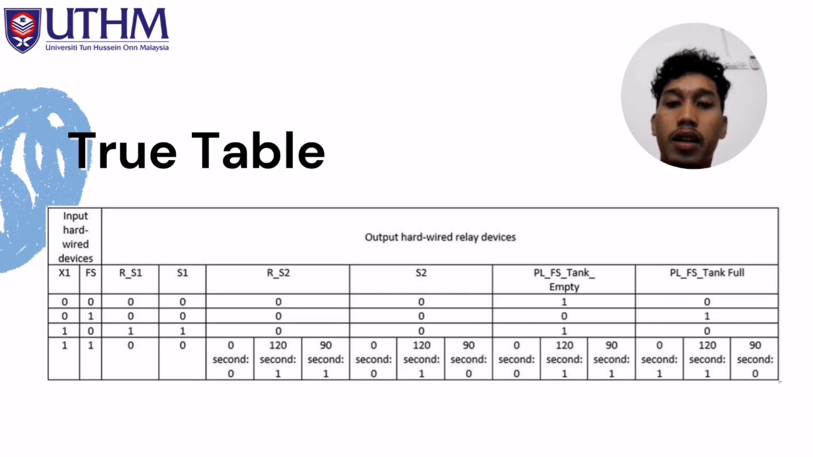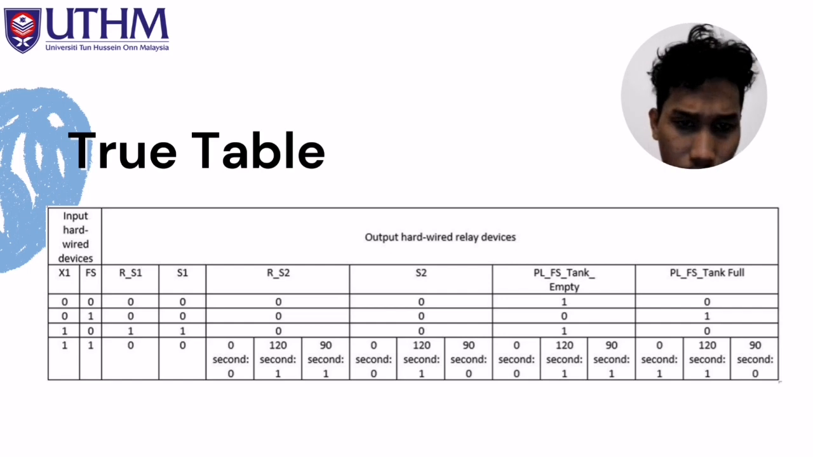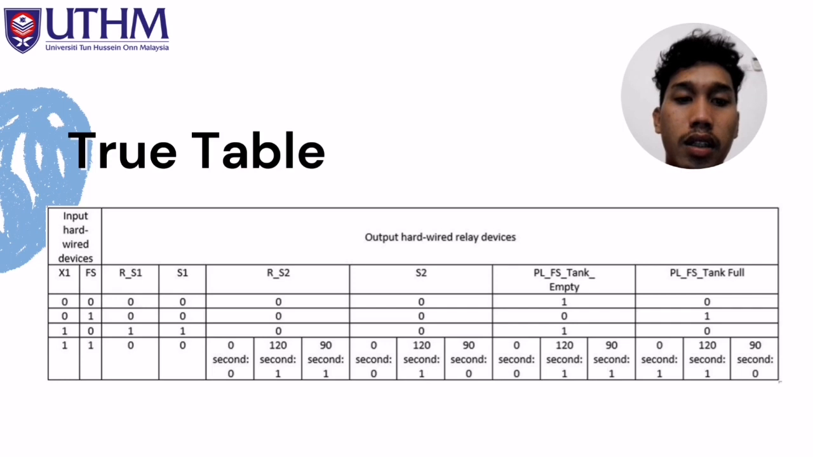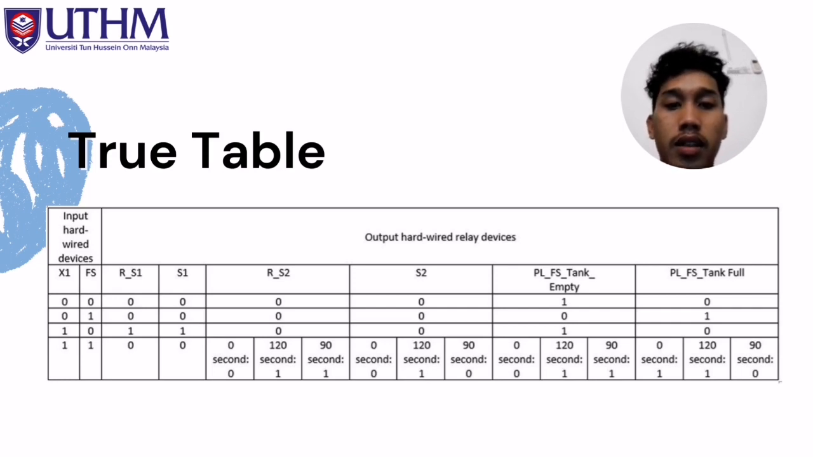It is in the 0 condition at 0 seconds, and at 20 seconds and 90 seconds it turns to 1. And for S2, solenoid 2, it is the same, but at 90 seconds it is 0. Only at 20 seconds it should be 1. And tank empty at 0 seconds is 0, and at 20 seconds and 90 seconds it should be 1. And the tank full at 0 seconds will turn to 1, same as at 20 seconds, but at 90 seconds it should be 0.